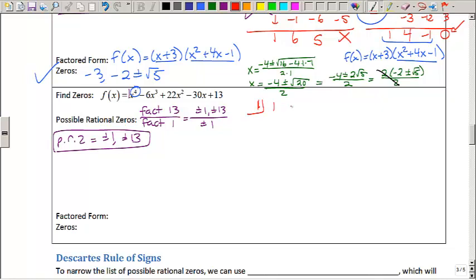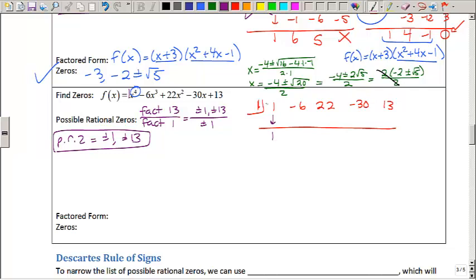So I have 1, negative 6, 22, negative 30, 13. How is it that I chose 1? Well, I only chose 1 because it was one of the 4 things on my list. I don't have any other information knowing that 1's going to work or 1 doesn't. The last time we had to try all 4 before we found one that worked. So you're just kind of picking one and hoping it works.